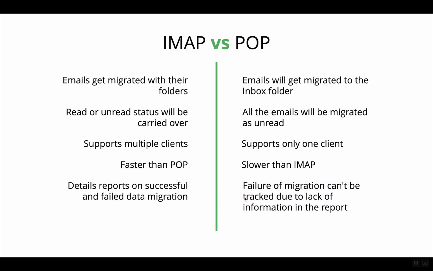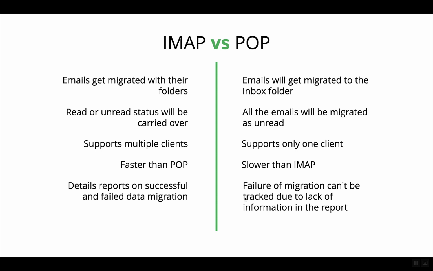Some of them are: IMAP allows you to migrate the emails with their respective folders and read or unread status, whereas with POP, the emails will be migrated to the inbox as unread emails. While IMAP supports multiple clients, POP only supports one client. The migration report of IMAP is much more detailed than that of POP. If you want to know more details and the difference between IMAP and POP, do take a look at our help documentation. So how does this work?